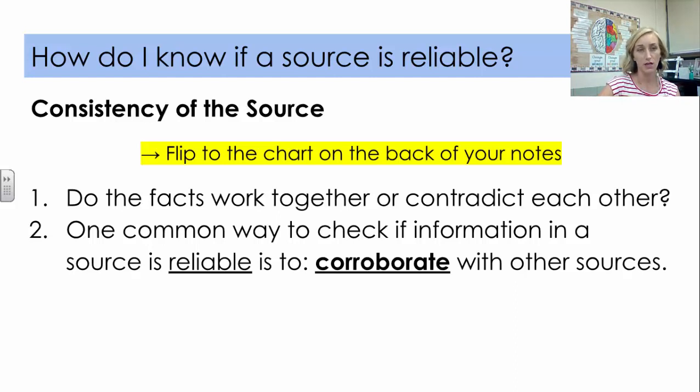Consistency of the source. Do the facts work together in one source, or do they contradict each other? And then one common way to check if information in a source is reliable is to corroborate with other sources. And that's a separate historical thinking skill that we're going to look at shortly.